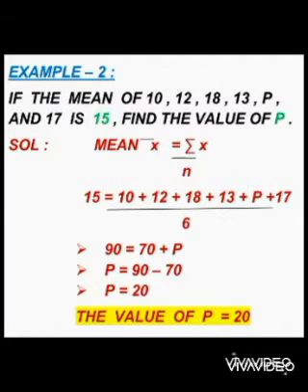So now let us transpose 6 to the other side. Then what will you get? 15 into 6, which is equal to 90, equals, if you add all these observations, children, you will get 70 plus P. Now you have to find out the value of P. So let us transpose 70 to the left hand side. Then P is equal to 90 minus 70, which is 20. So the value of P is equal to 20.